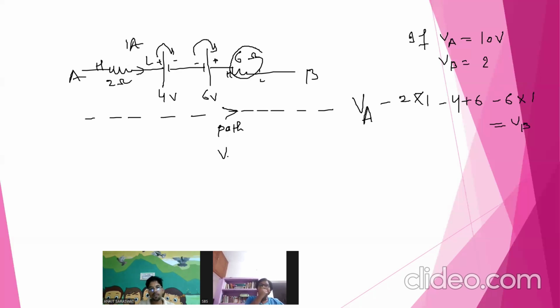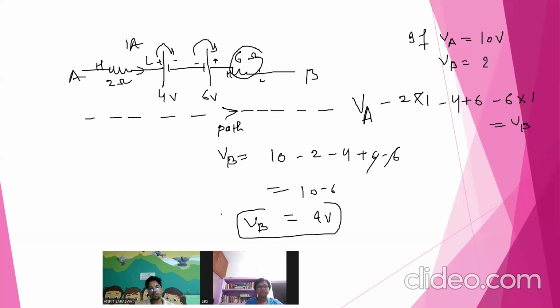Clear? So potential at B will be potential at A: 10 minus 2 minus 4 plus 6 minus 6. What is the answer? 10 minus 6, it will be 4 volt. So the potential at B is 4 volt. Clear?